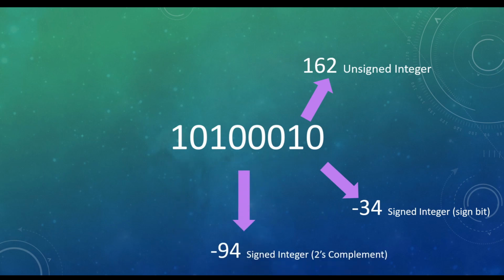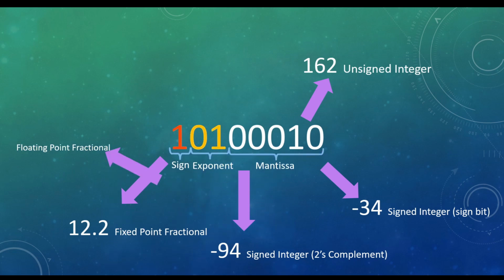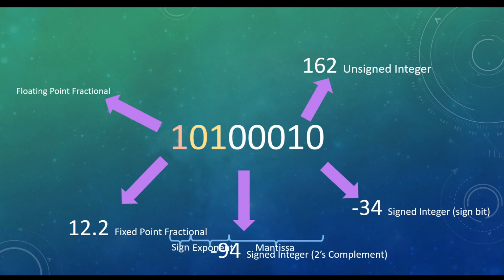It can also be representing a negative number, but this time in the 2's complement method, in which case this number equals minus 94. Or it can even be a fractional positive number, in which case it means 12.2. The left side is the 12 and the right side is the 2. It can also represent a floating point fractional, in which case there is a different method to represent the number.